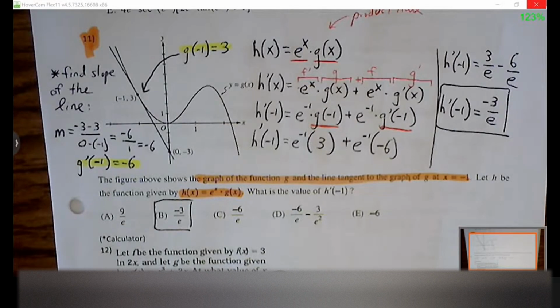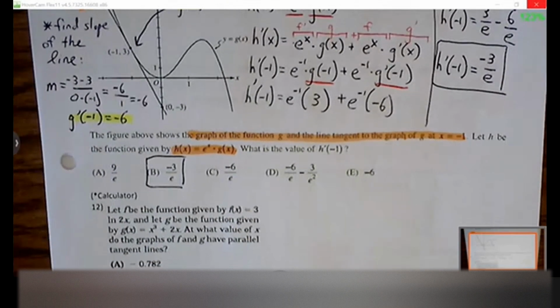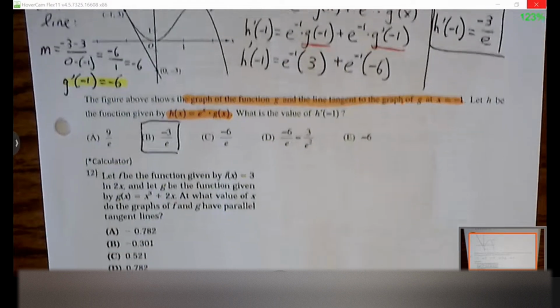Okay, let's try number 12. Let's go to a calculator question here. Number 12 says, let f be the function given by 3 natural log of 2x. g of x is x cubed plus 2x. At what value of x do the graphs of f and g have parallel tangent lines?